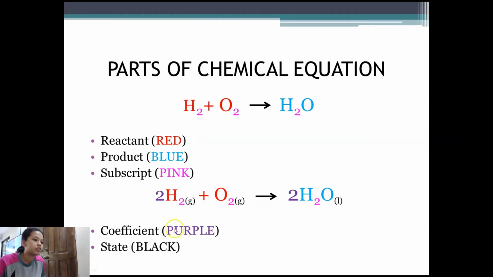Now the coefficients. These are the numbers located before an element or a compound. So they are used to balance the number of atoms on each side of the equation.